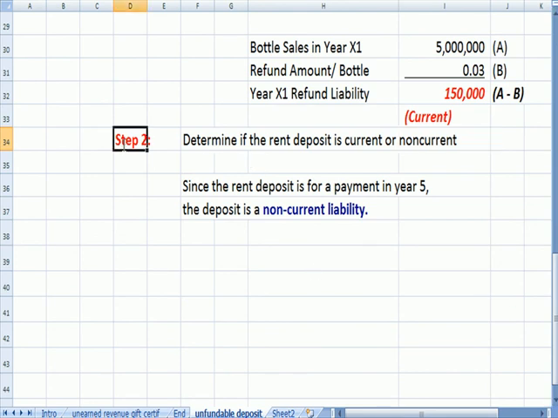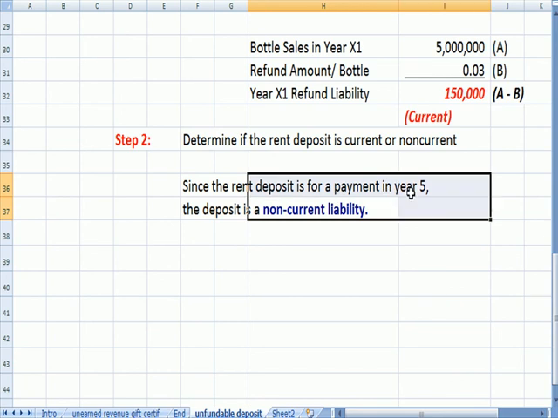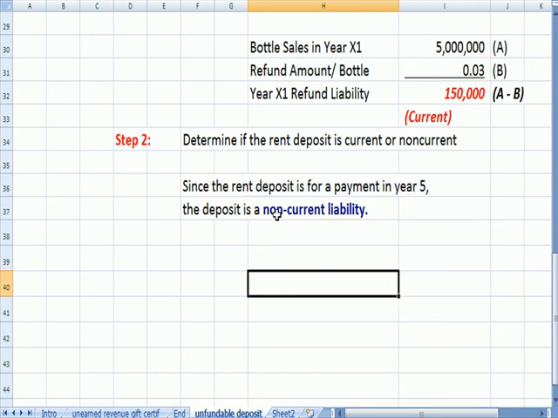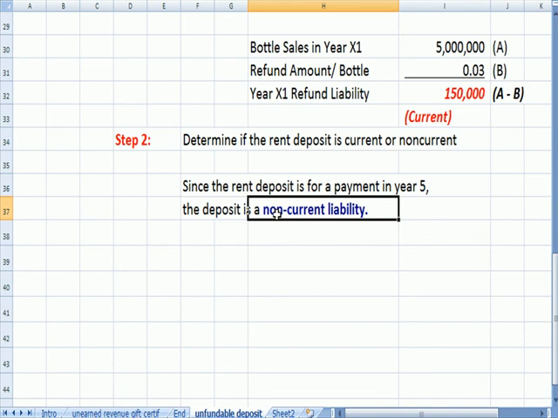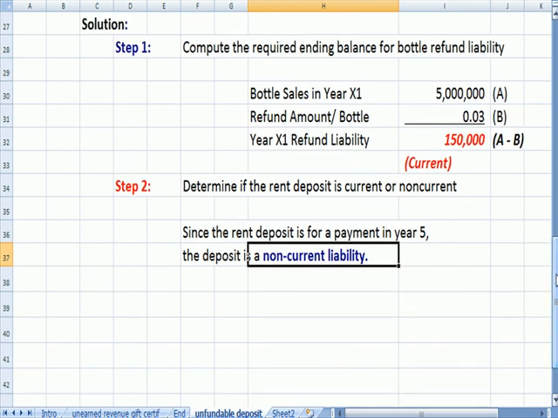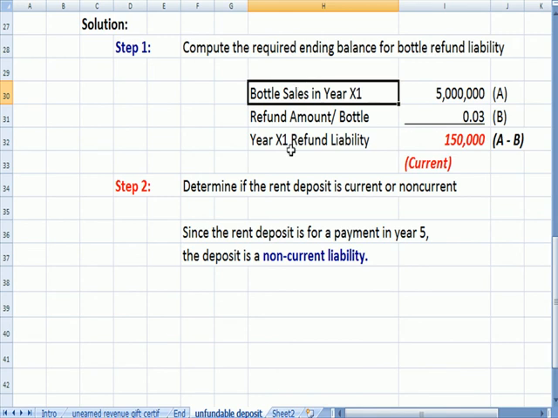Step 2 of my solution is to determine if the rent deposit is current or non-current. Since the rent deposit is for the payment of the lease in year 5, it's a non-current liability because it'll happen more than a year from now. So what we did was we calculated a liability for a deposit on the bottles, and we calculated a liability for a deposit on the lease. The bottle was a current liability, and the lease was a non-current liability.